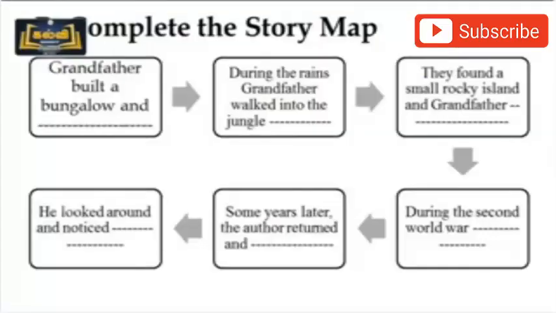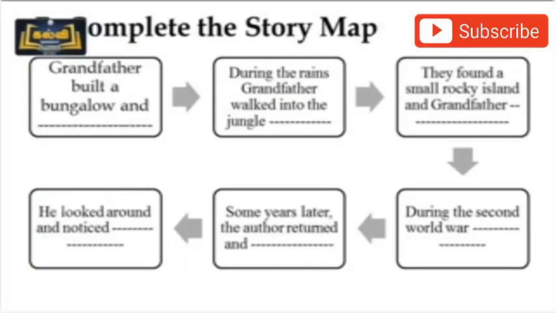Children, next exercise is story map. A story map is the main events of the story given in a flowchart. Here, one story map is given for you. Let's read the given map carefully and fill in the answer. Here is a model for you. You can try by yourself.